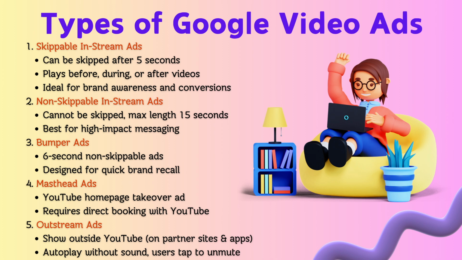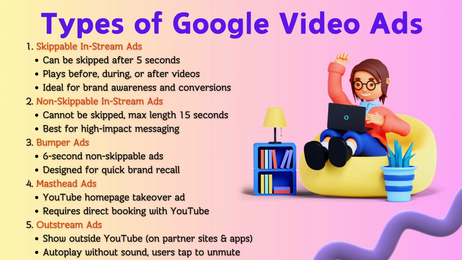The fourth type is masthead ads, which you see on the YouTube homepage or at the YouTube start. We cannot run this ourselves. Many big brands connect directly with YouTube and plan direct booking.